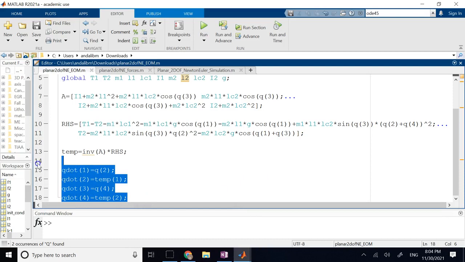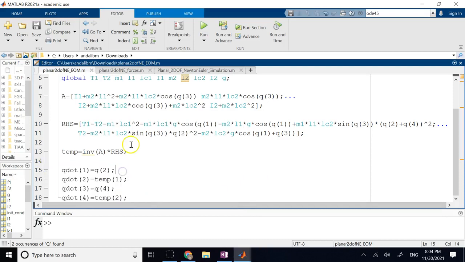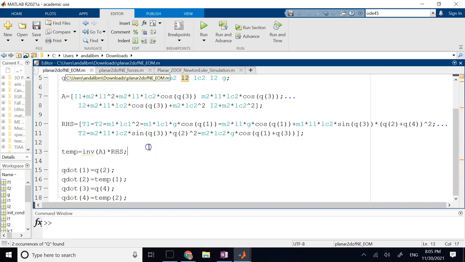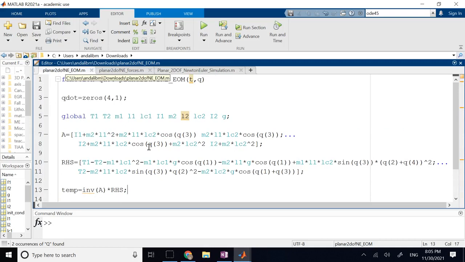ODE45. You know, ODE45 only solves first order ODEs. Here you have two second order ODEs, so you need 4 dummy variables. And that's what you see over here. Please watch my video on solving dynamic problems, or what we call initial value problems, using MATLAB with ODE45. It is under my playlist MATLAB. And you can see how you can use ODE45.